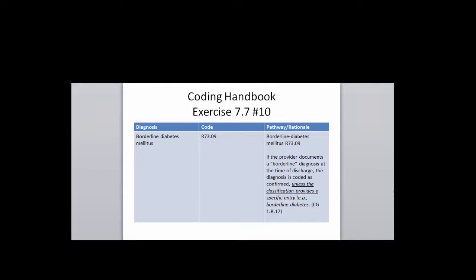And back to our guideline. It's the same guideline we used in the previous exercise, but this one is related directly to the borderline diabetes. If the provider documents a borderline diagnosis at the time of discharge, the diagnosis is coded as confirmed unless the classification provides a specific entry. For example, borderline diabetes.